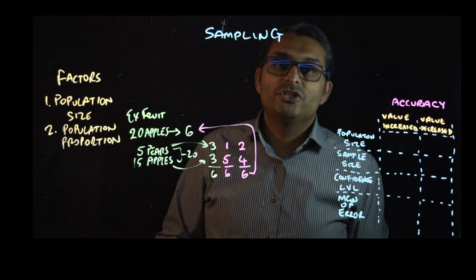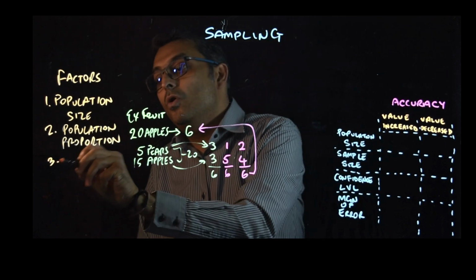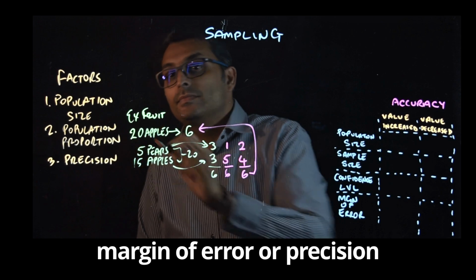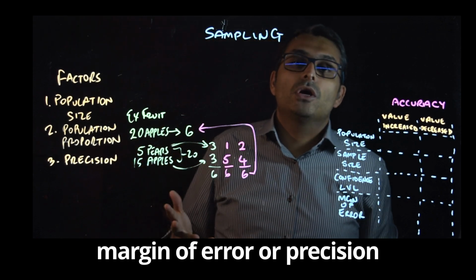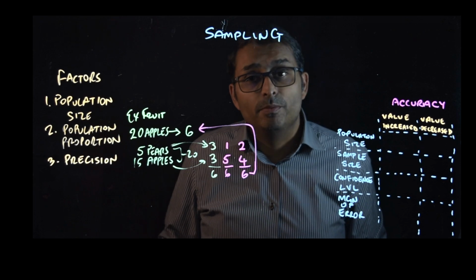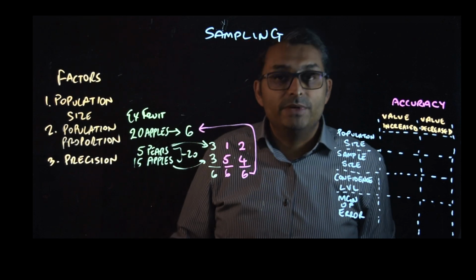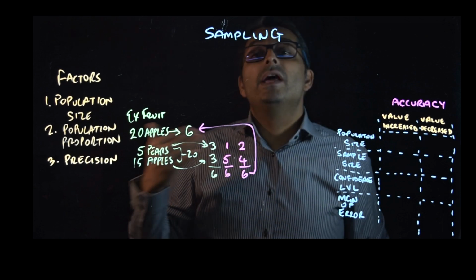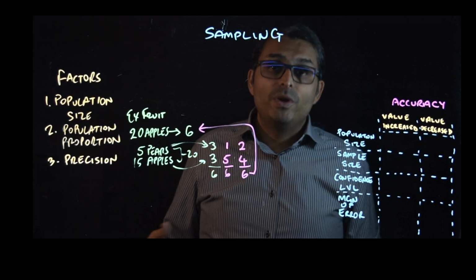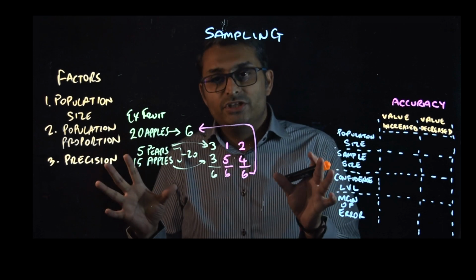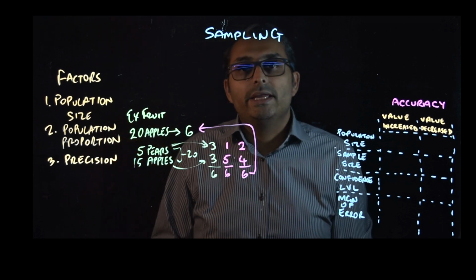Next is margin of error or precision. This is about how closely representative we want to ensure our sample is to the population. Do we want it to be 80% precise, or 95% precise, or even 99% precise? When you're sampling, you can't ever achieve 100% precision. This is always going to be a trade-off.